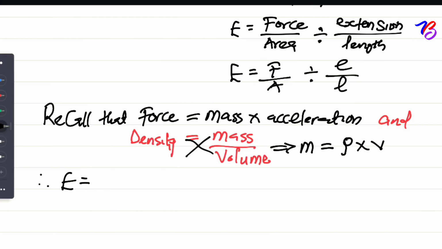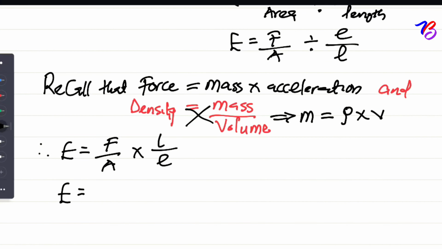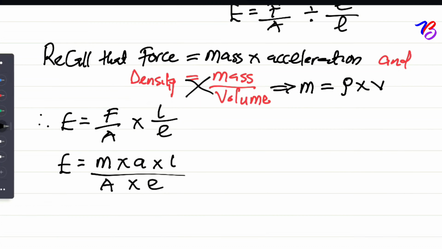Therefore, Young modulus E is equal to, for our force, we have mass times acceleration. So let's rewrite this as F over A times L over e, we have inverted this place by converting division sign to multiplication sign. So E is equal to mass multiplied by acceleration multiplied by length, all divided by area multiplied by extension. I hope you are following. Please take note that we have inverted the other part. We've changed division sign to multiplication sign, and hence L becomes the numerator and e becomes the denominator.